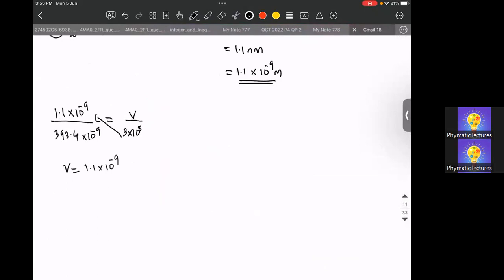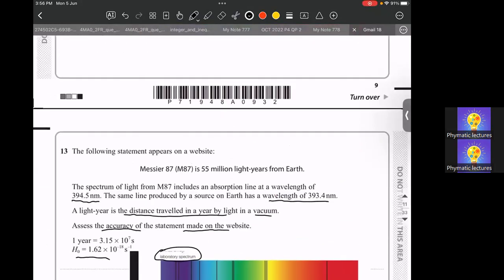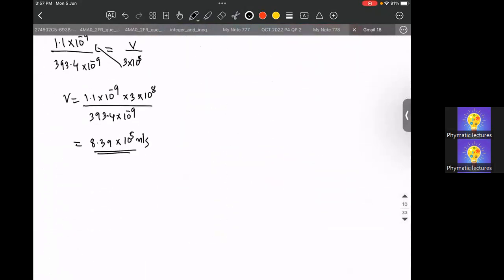1.1 × 10^-9 multiplied by 3 × 10^8 divided by 393.4 × 10^-9. Evaluating this, we get nearly 8.39 × 10^5 meter per second. So what is the speed? The speed is 8.39 × 10^5 meter per second. Clear? So the speed of Messier 87 (M87) is 8.39 × 10^5 meter per second.